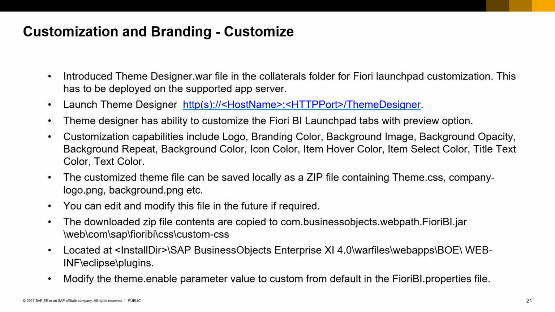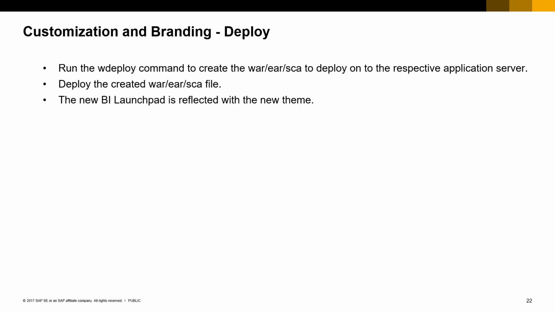The downloaded zip file, you would copy into the specific location, the custom CSS folder, and then deploy it. In the Fiori BI properties, you would have to modify a parameter. You'll have to change that value to custom. Once you have done that, you run the wdeploy command again, and once you deploy the updated file, the launchpad would reflect the new theme that you have deployed. So it uses the custom CSS file post that deploy.